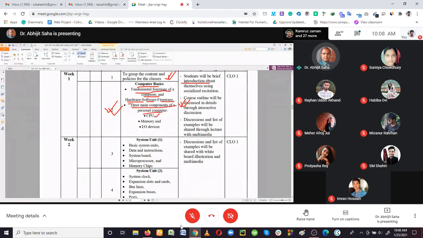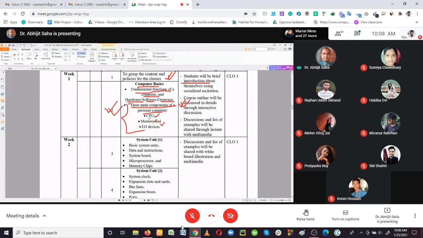What is the CPU, what types of CPUs are there, and how does it work? And then the memory: what it is and what types of memories there are. Then what the input device is, what the output device is, and examples of input and output devices. That is our tomorrow's class discussion.